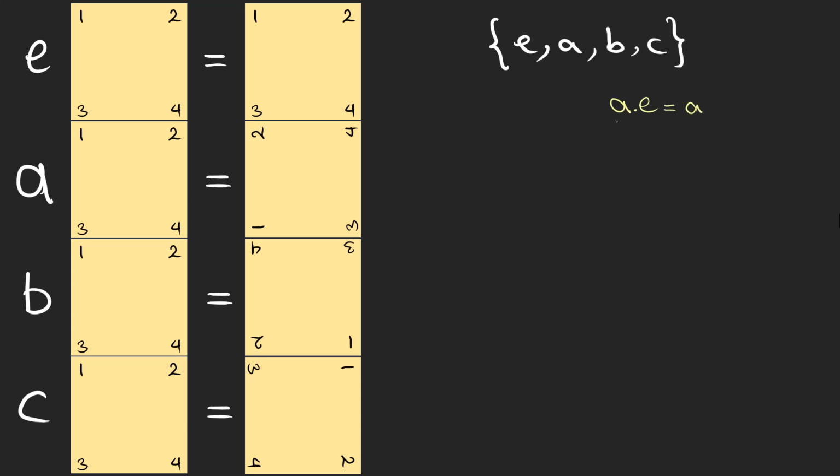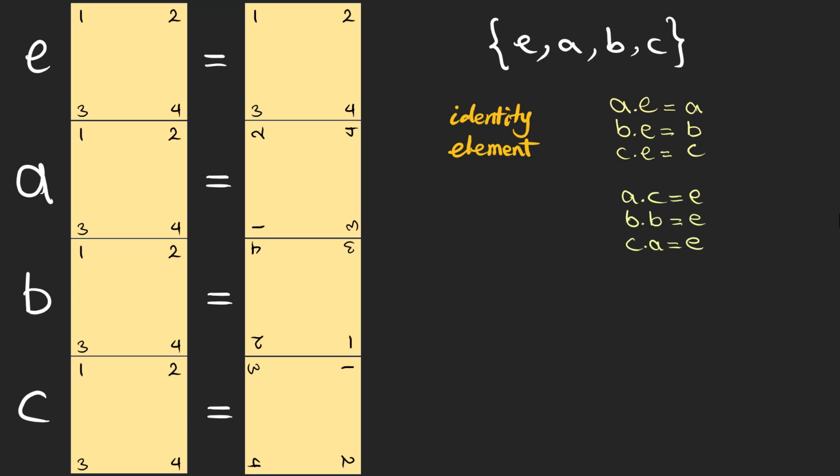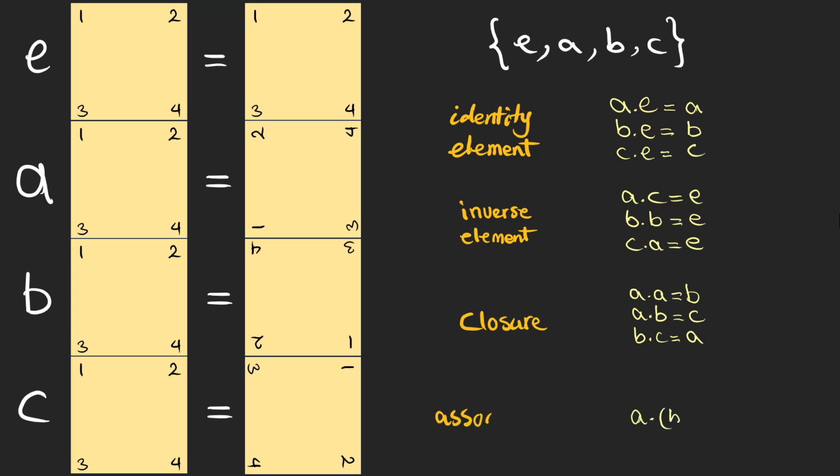The combination of every element with E gives the same element. So E is the identity element. For each element, there is an element in the set that when combined gives the identity element. So every element has an inverse. Also, the combination of every element with other elements in the set gives another element in the same set. I have just mentioned some of them. This is the closure property. And finally, this operation is associative.